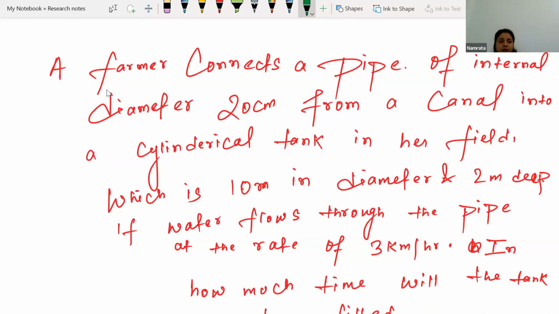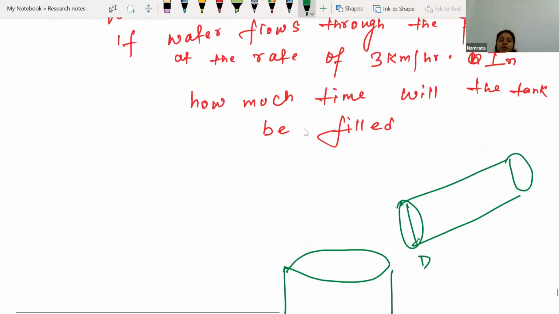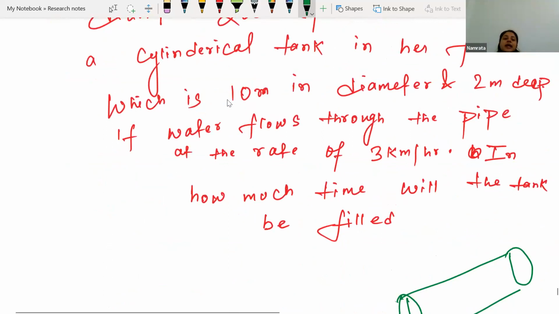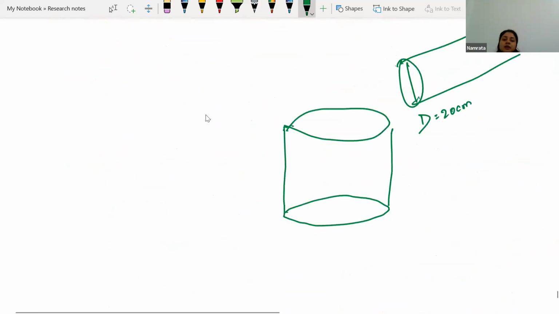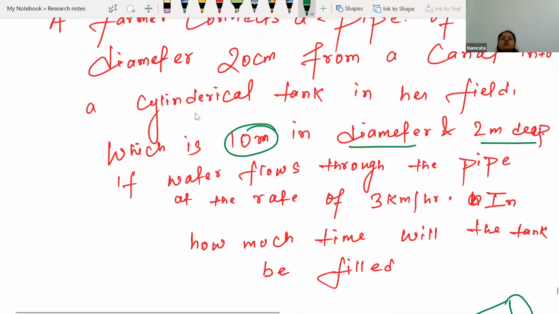Okay, let me read it properly. A farmer is connecting a pipe of internal diameter 20 centimeter. Okay, pipe is having internal diameter of 20 centimeter from a canal into a cylindrical tank. Okay, the cylindrical tank is having 10 meter diameter and 2 meter deep. Let's write it. The tank is having diameter 10 meter and deep means height 2 meter. What else is given? If water flows through the pipe at the rate of 3 kilometer per hour, in how much time will the tank be filled?